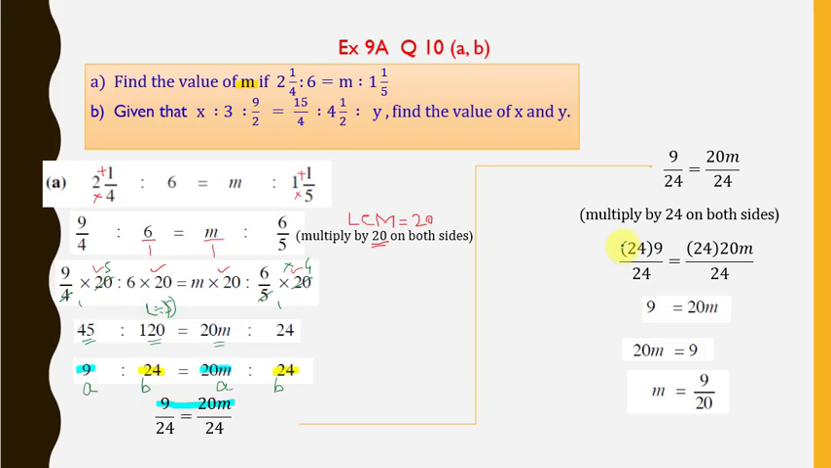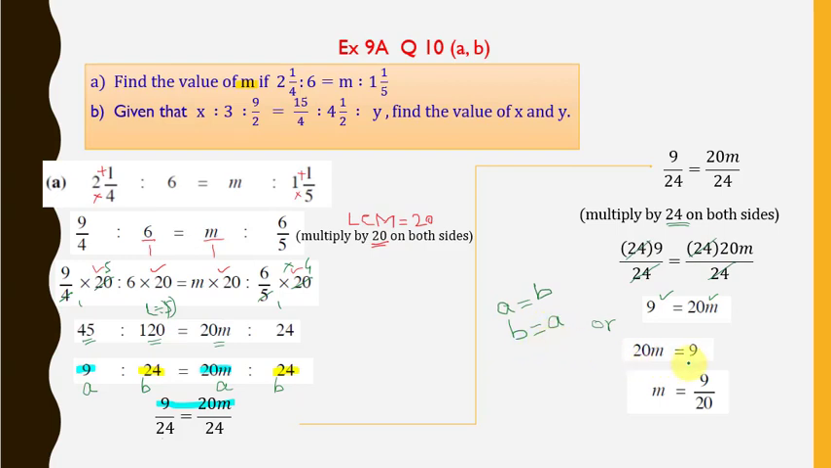So I will multiply 24 on both sides to get rid of this 24 over here. As you can see, that 24 will be cancelled by 24, and here it is also cancelled. So what we have got finally is 9 equals 20m, or we can write it like 20m equals 9. These both things are the same, symmetric property, you know. If a is equal to b, then b is equal to a, symmetric property.